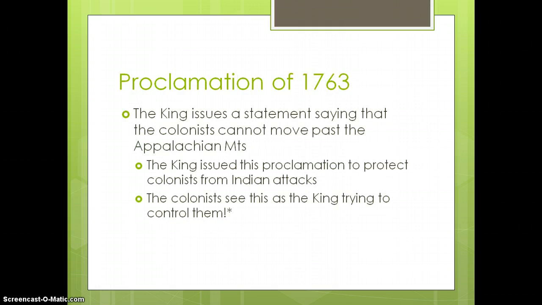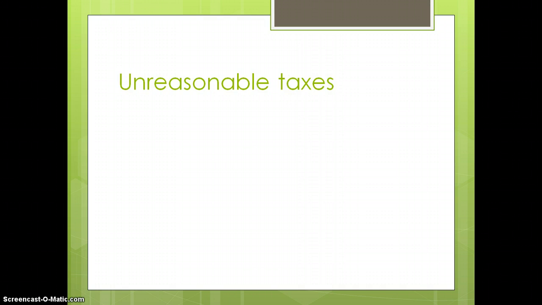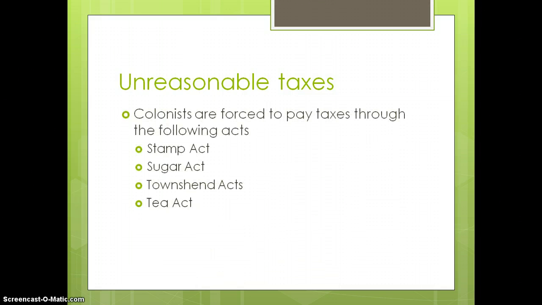The next cause of the American Revolution is unreasonable taxes. The colonists are forced to pay taxes through the following things. The things called the Stamp Act, the Sugar Act, the Townshend Act, and the Tea Act.